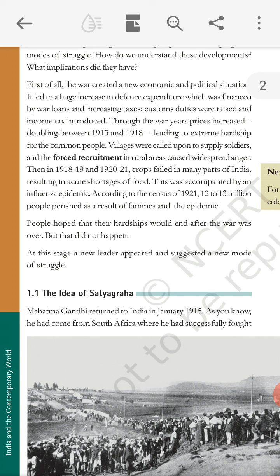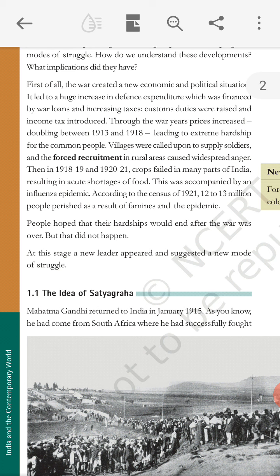People hoped that their hardship, here their difficulties, would end after the war was over. People were thinking that after the war was over, whatever their difficulties and problems would end, be finished. But that did not happen. Whatever they thought did not happen. Their hardships and difficulties were not over.